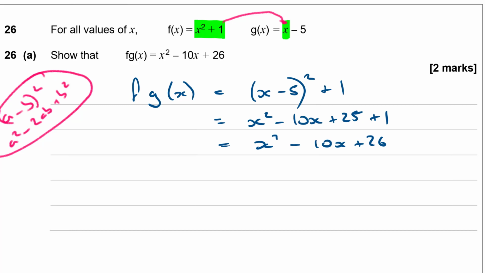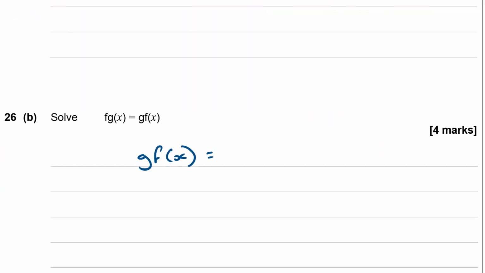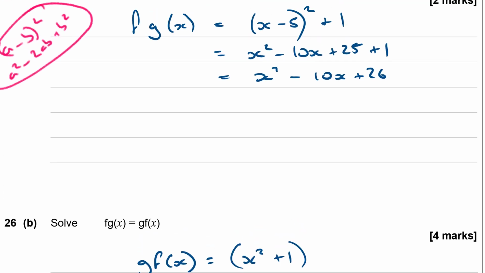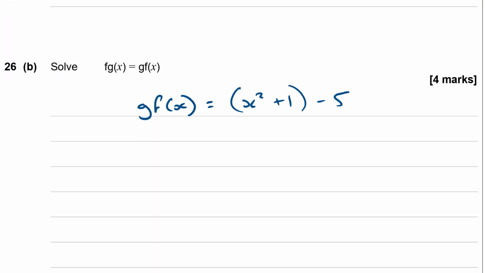So I'm going to get x squared plus 1, my x, take away 5, which is x squared minus 4, isn't it?